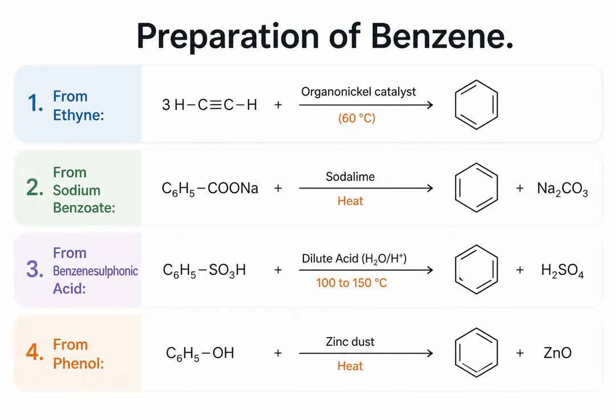Let us shift our focus to aromatic compounds, starting with the synthesis of benzene. We already saw that ethyne can be trimerized into benzene. You can also prepare benzene via decarboxylation by heating sodium benzoate with soda lime. If you have benzene sulfonic acid, heating it with dilute acid between 100 and 150 degrees Celsius will desulfonate it. Finally, phenol can be reduced directly to benzene by heating it vigorously with zinc dust.